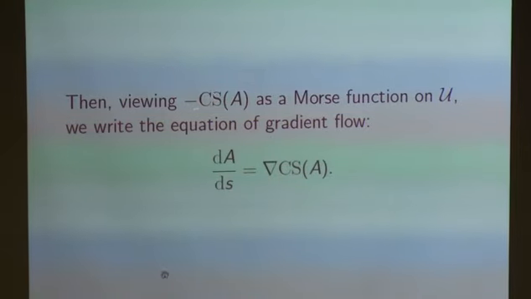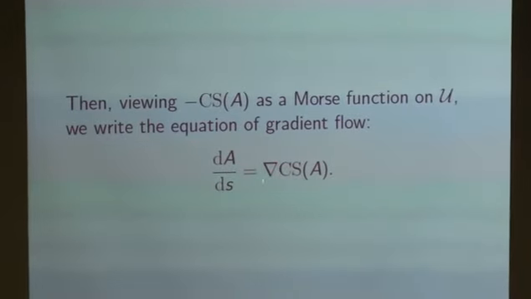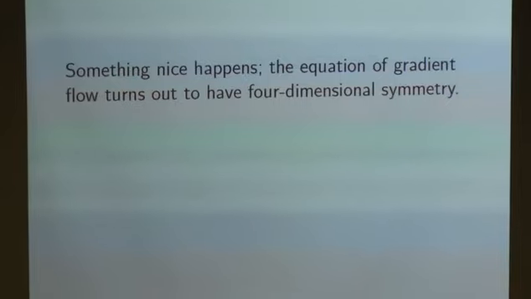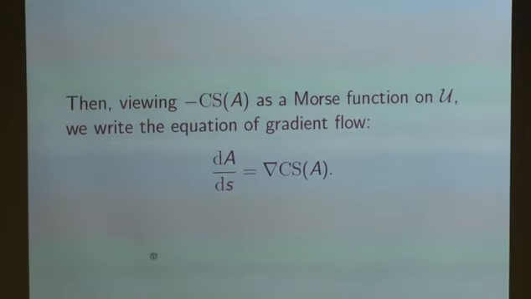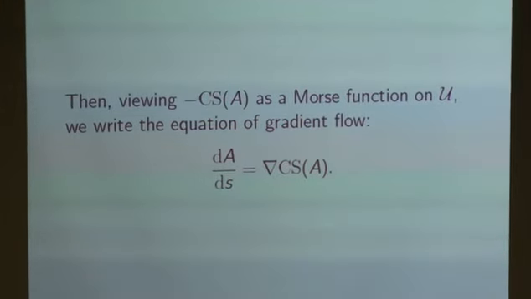Then we take minus the Chern-Simons function as a Morse function on U, and we write the equation of gradient flow. I've introduced a time coordinate, which I've called S, because T will be used for something else in a bit. The gradient flow equation says that the time derivative of the connection is minus the gradient of the Morse function, in this case the gradient of the Chern-Simons function. A priori, this won't be very nice. We have a 3-manifold, and now we're flowing for a connection on a 3-manifold. So we've introduced a 4th time direction, but the way it was introduced is completely asymmetrical from the first 3 dimensions.